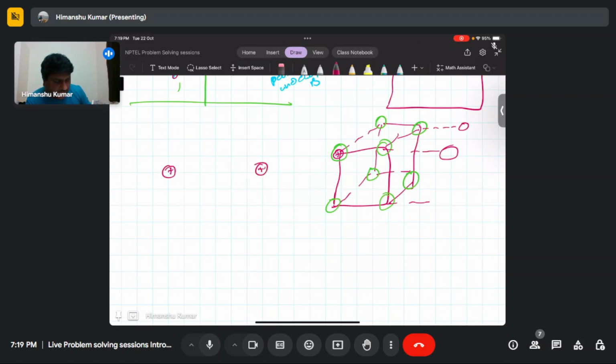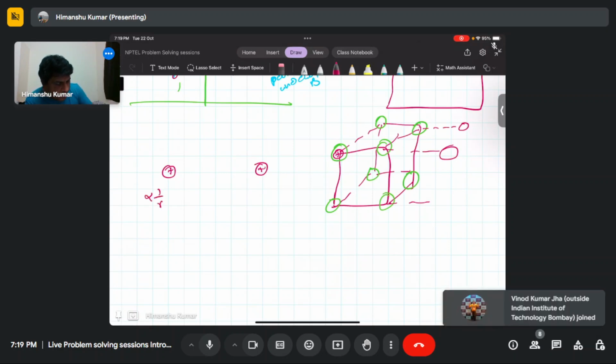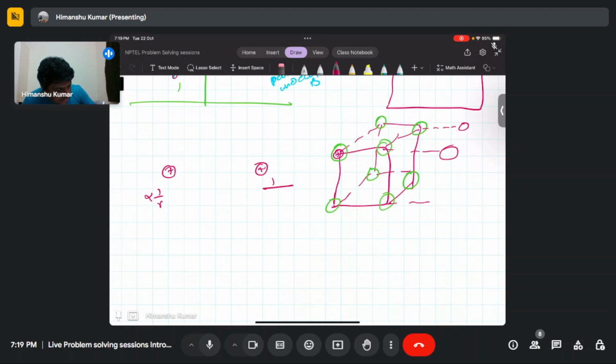Let's say this has a potential inversely related to 1 by r, and this also has a relation inversely proportional to 1 by r minus r1. Let's say this is r minus r1 and this is r minus r2, where r2 is the central coordinate. So the total potential at each location will be the sum of the Coulombic potential at each point. If you have n number of atoms, then the total potential due to those n atoms will be the sum of these individual atom potentials.